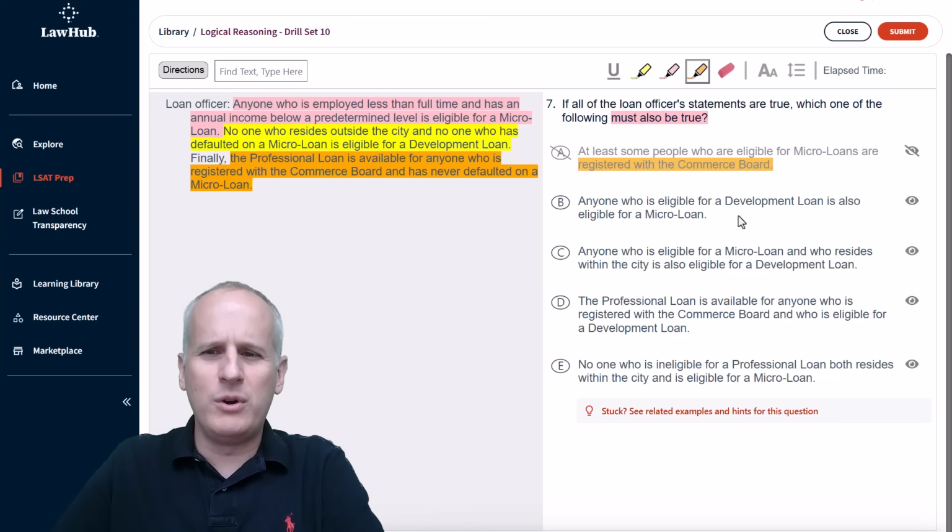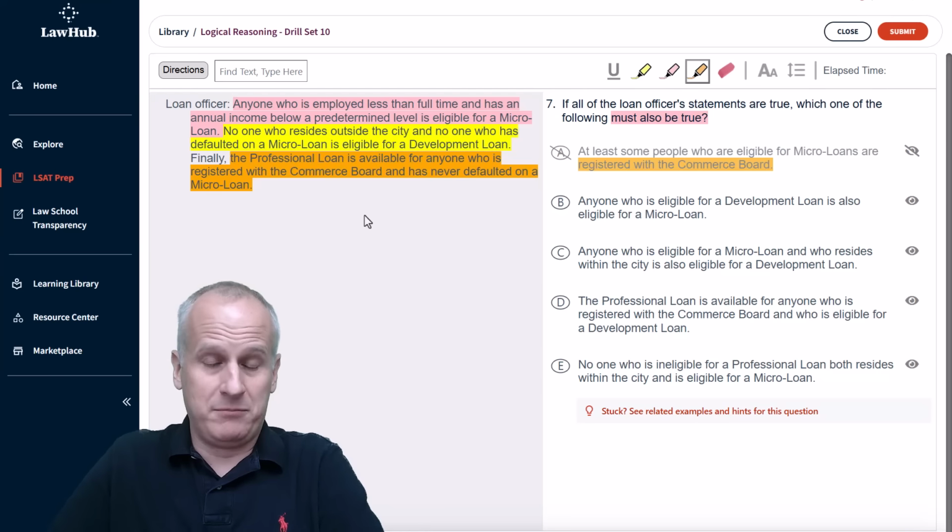Then choice B, anyone who is eligible for a development loan is also eligible for a microloan. Well, we've got basically the disqualifying factors for a development loan, but could there be someone with a development loan who has full-time employment, for instance? Seems like it. You could be full-time. You would never have had a microloan, so therefore you would never have defaulted on it. And you'd be inside the city and you've got full-time employment. Maybe that's how you get a development loan. So B is going to be extreme. And again, you can hopefully pretty easily mentally set up a situation where you could have a development loan and be a full-time worker potentially, and you wouldn't be eligible for that microloan.